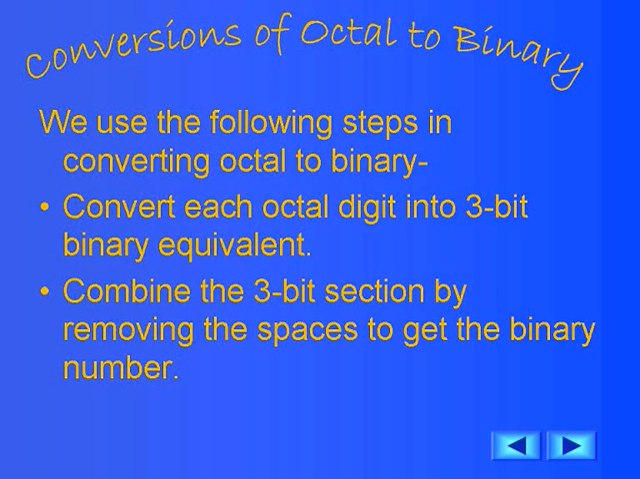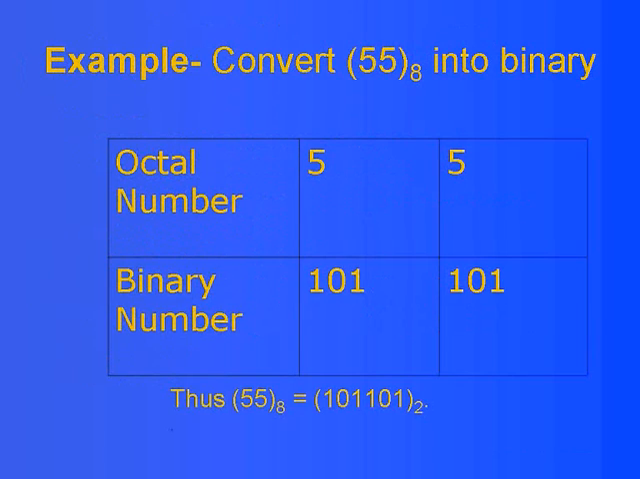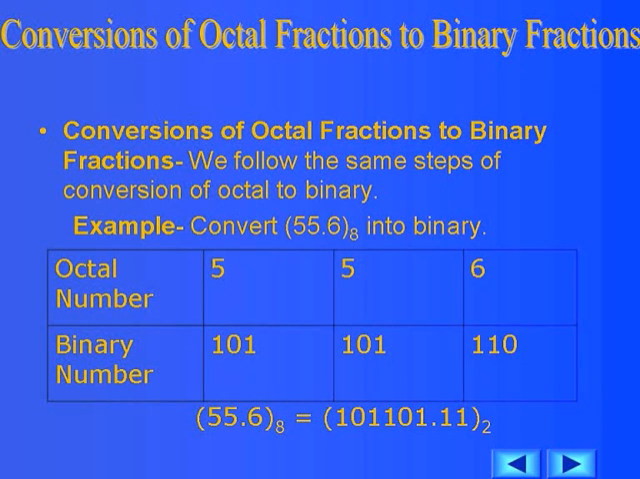Conversion of octal to binary. We use the following steps in converting octal to binary. Convert each octal digit into 3-bit binary equivalent. Combine the 3-bit sections by removing the space to get the binary number. Convert 55 into binary. So we write the binary equivalent of 5, 101, again 101.